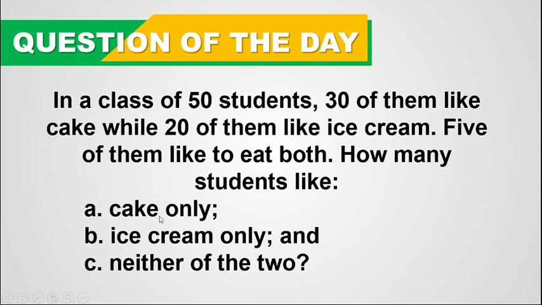How many of the students like cake only? So it's 25. How many of them like ice cream only? So it's 15. And how many of them like neither of the two? So it's 5. Okay. Now let's have another example for you to understand this concept better.